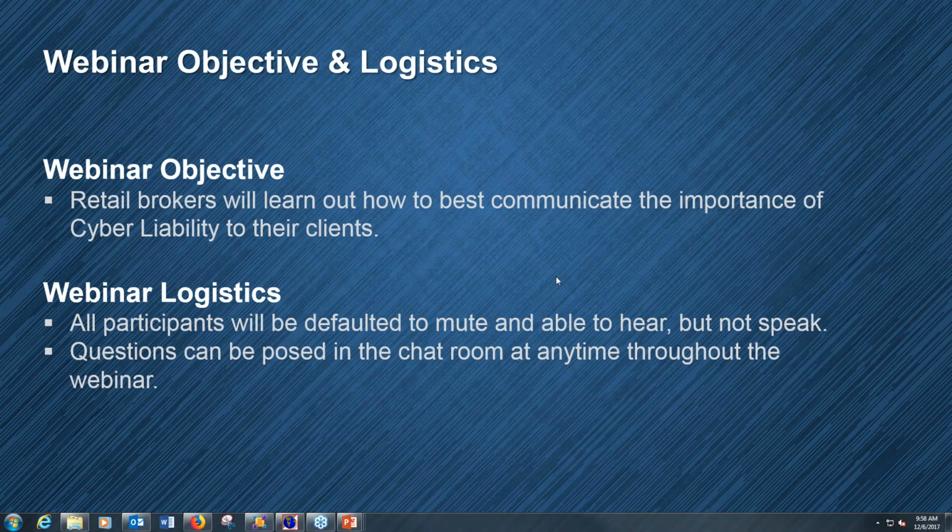I'm going to go ahead and just say our objective today is for retail brokers to learn how best to communicate the importance of cyber liability to your clients. It's as simple as it is.